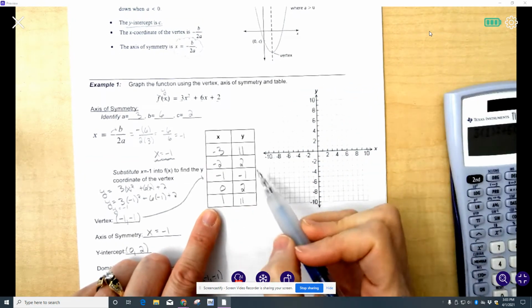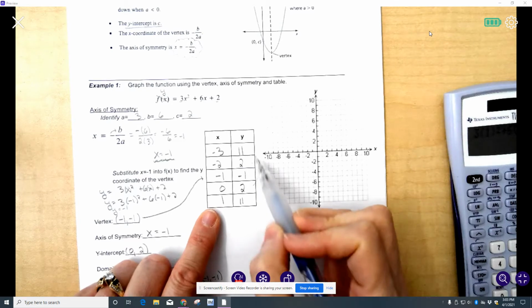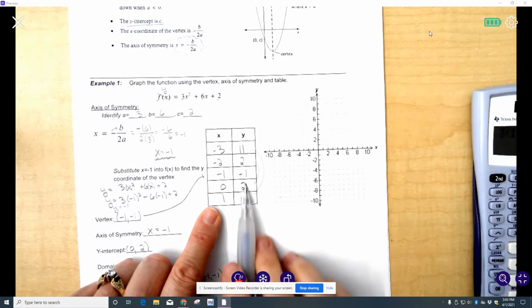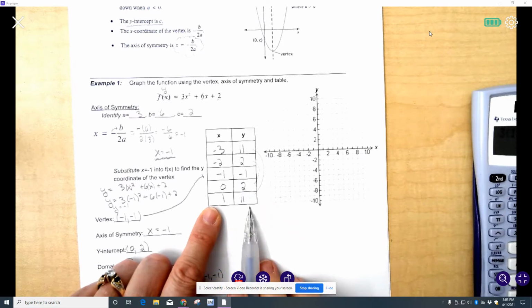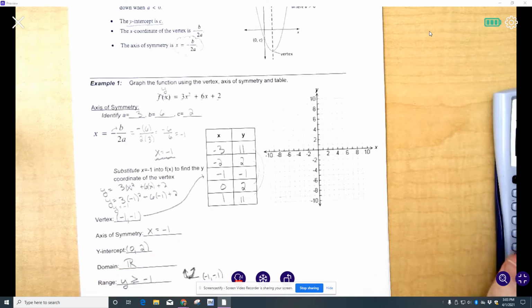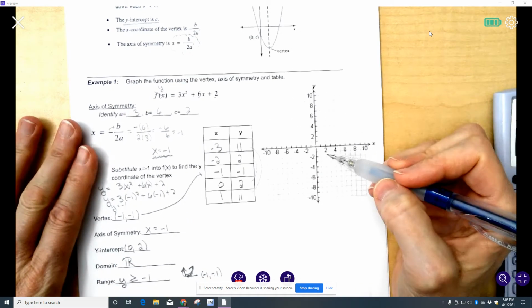Now remember, these parabolas are symmetrical, so these y values match and these y values match. So I really didn't even need to put these in the calculator because I know I'm symmetrical on either side of my vertex or axis of symmetry. Let's do our graph now.